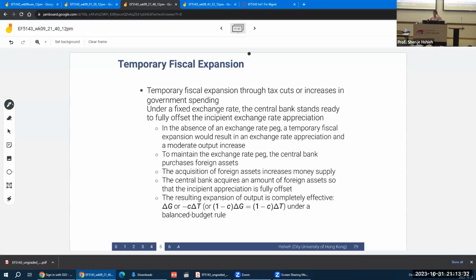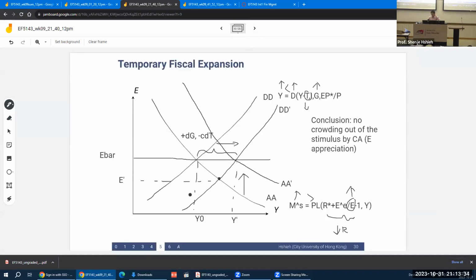So let me tell you what I mean. In this graph, again, starting with AA and DD schedules, this is our starting point. We conduct a temporary fiscal policy expansion. All else equal, if we do no other intervention, we're going to be here. And as we learned last week, there's going to be a crowding out effect, because as your currency gets stronger, that's going to undermine your output. So in reality, your full potential is here. That can't be realized if there's no other intervention.